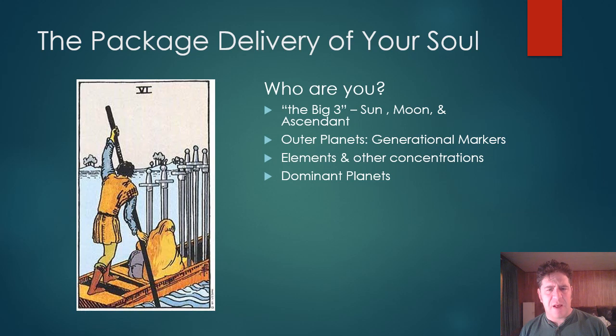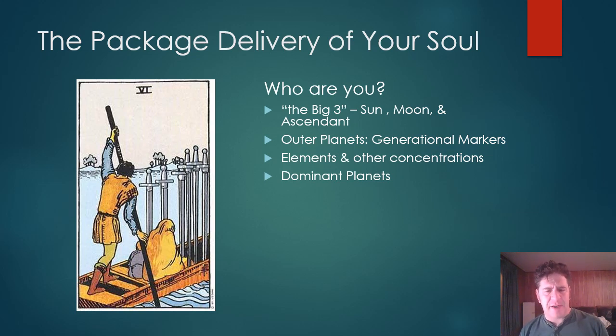And then also to answer the question of who are you when you look at a chart, we look at the elements and other concentrations, how the planets are laid out, where in the elements, where in the modes, the hemispheres, stelliums, all that kind of stuff. And then we also want to look at which planets stand out the most in your chart, which we call the dominant planets.